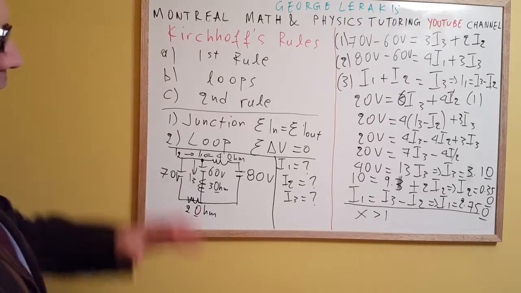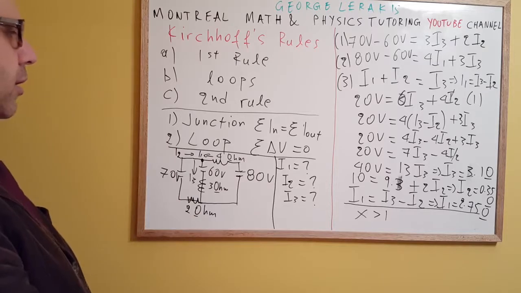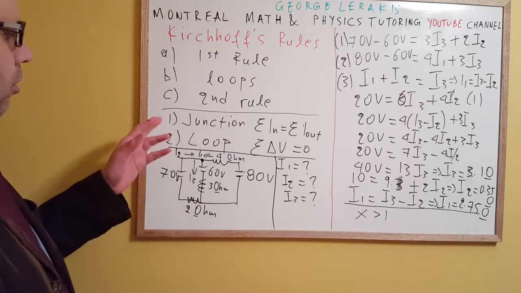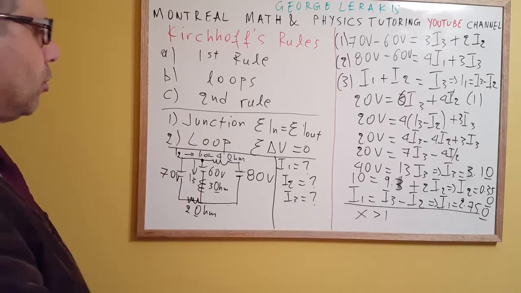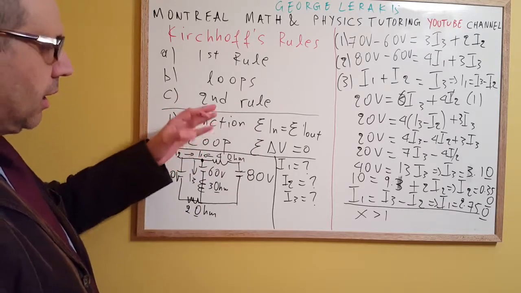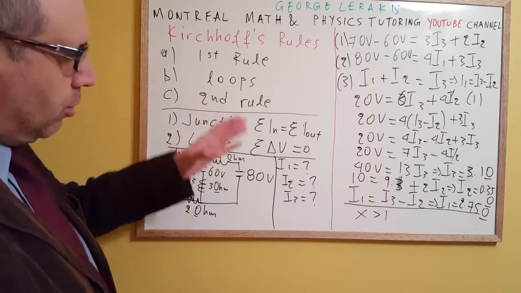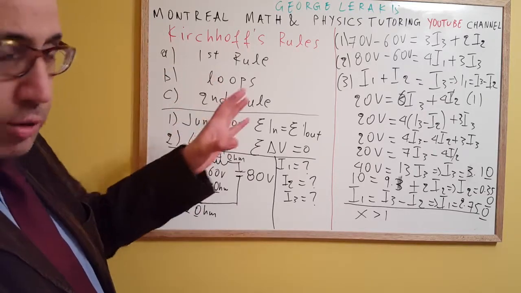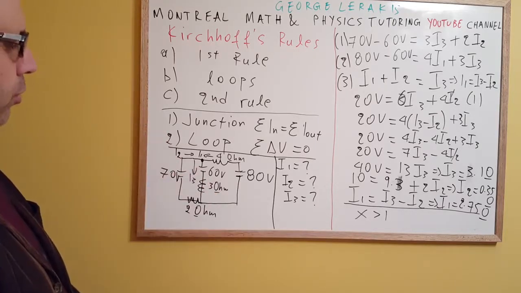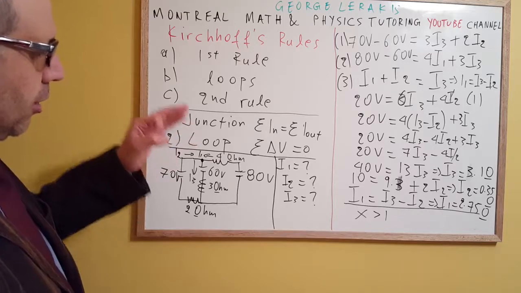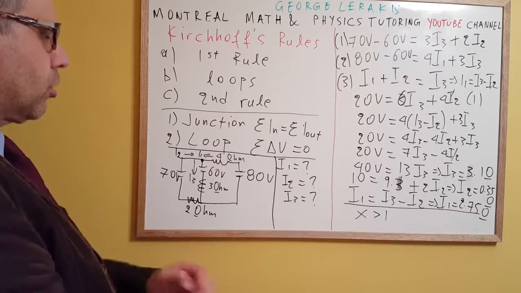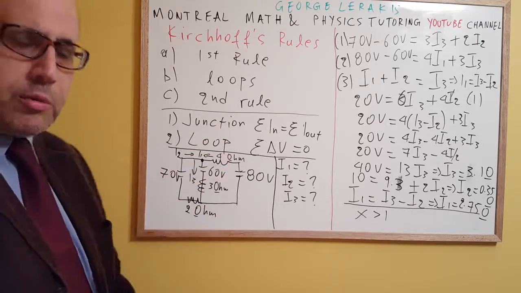Now, let's state the brief theory. The brief theory for this topic is the two rules of Kirchhoff. The first is the junction rule, which says that the sum of the currents that come into a junction has to be equal to the sum of the currents that go out of the junction. And the second rule is the loop rule, which says that the sum of the differences of the voltage across a closed loop has to be equal to 0.